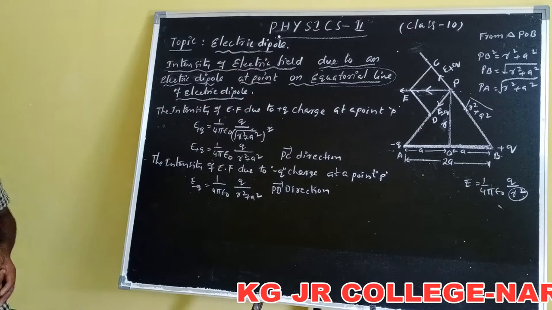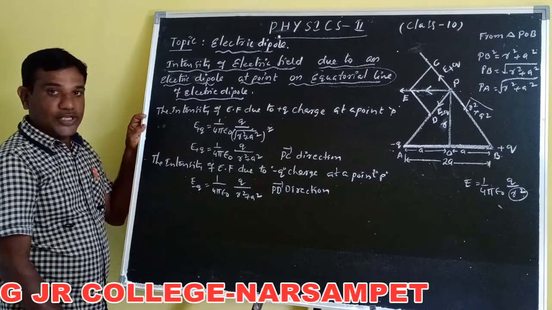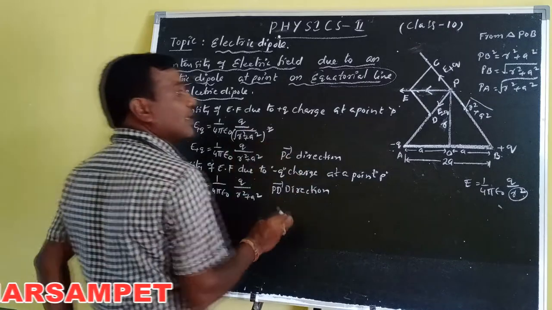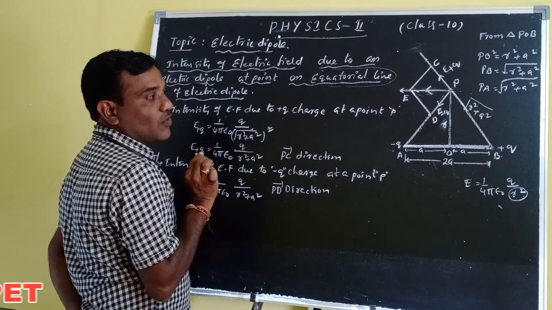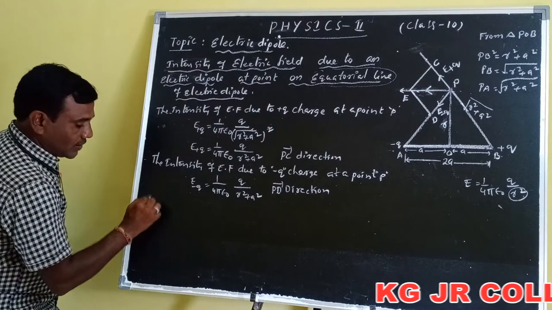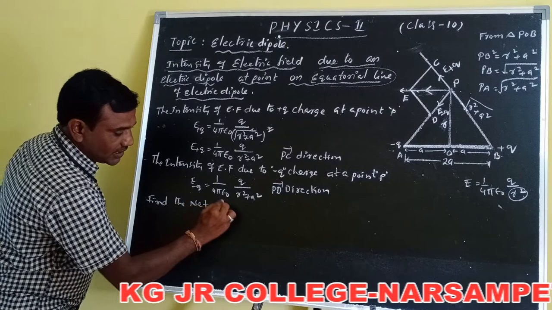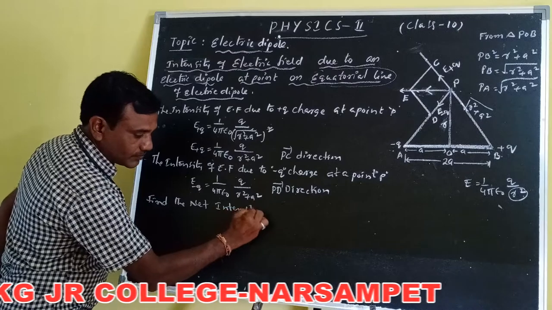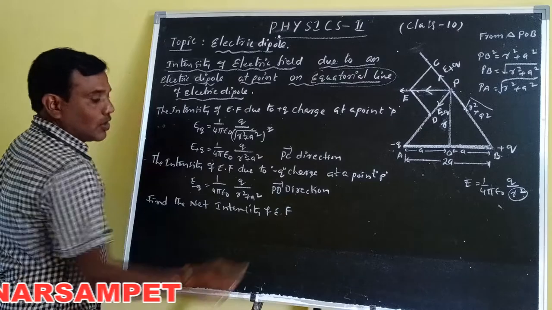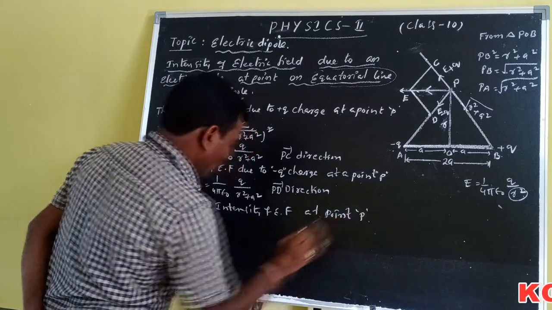Okay, students. Now, it is the positive charge, it is the negative charge. Now, finally, find the total intensity of electric field, or net intensity of electric field, at a point P.